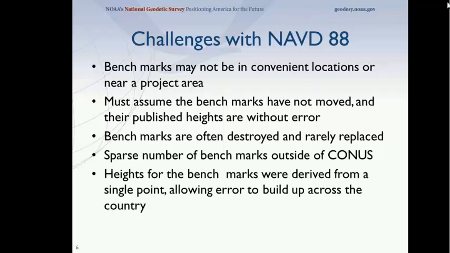Another challenge is the benchmarks are often destroyed and rarely replaced. There's definitely a sparse number of them outside of the continental U.S. And then the heights for the benchmarks were derived from a single point, which allowed error to build up across the country, and actually Oregon and Washington have the largest amount of error in our leveling network. Next slide.